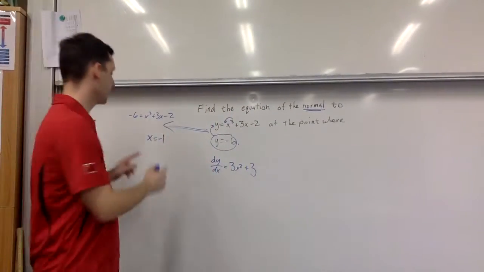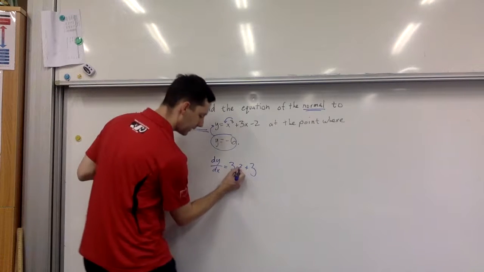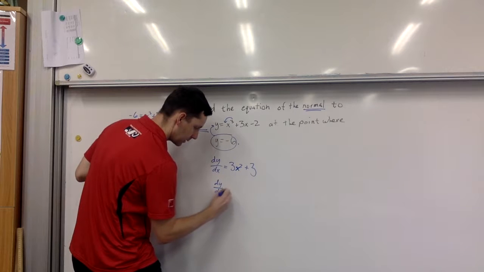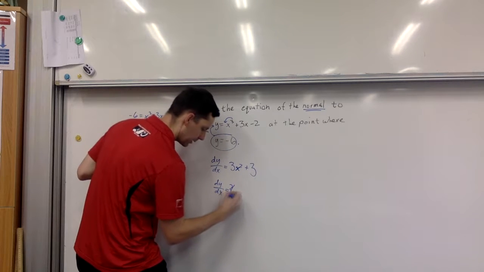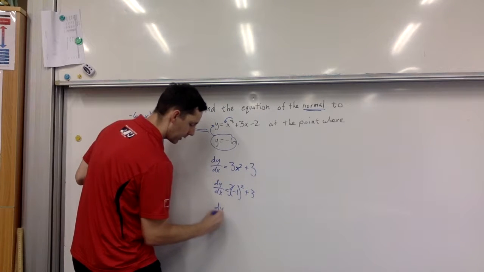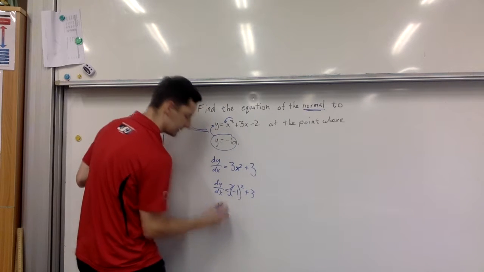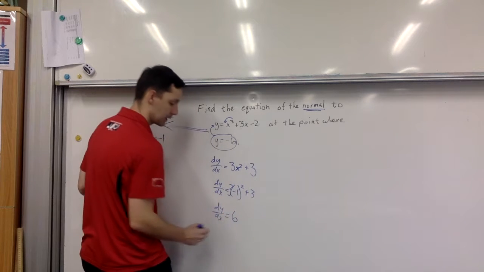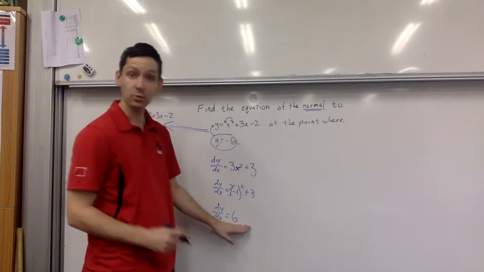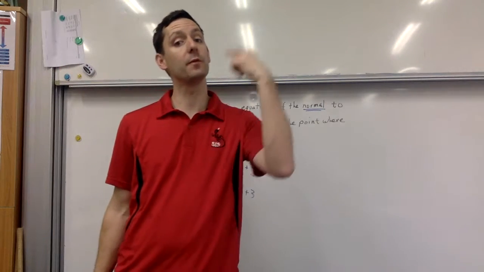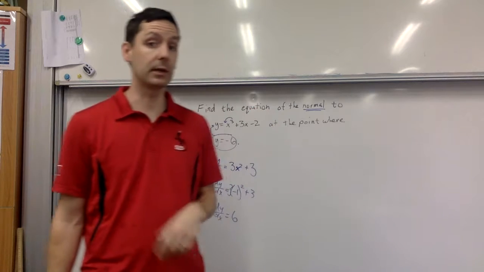Now I can put the -1 into my derivative here. dy dx is equal to 3 times -1 squared plus 3. So dy dx is equal to -1 squared is 1, times 3 is 3, plus 3 is 6. So that is the slope of the tangent, which is 6. Now remember, we're not looking for the slope of the tangent. We're looking for the slope of the normal here, the perpendicular.